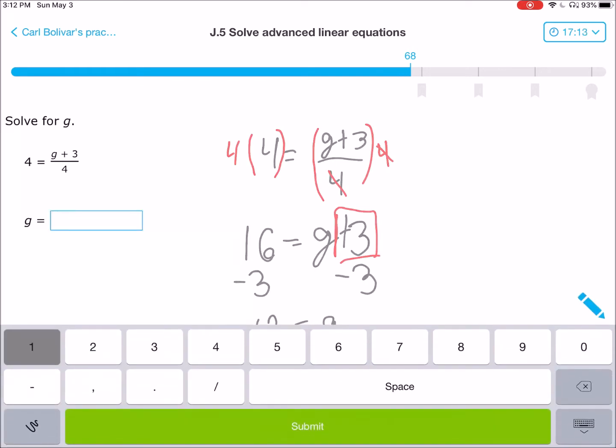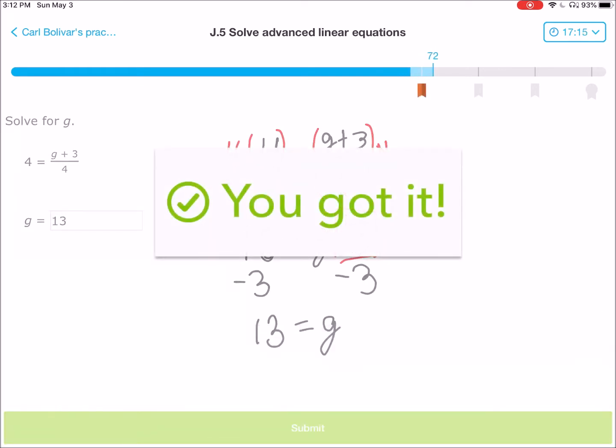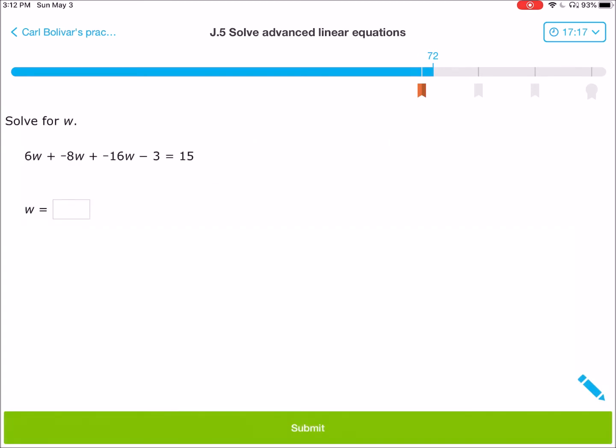So this would give me 13. Great, we're in the bronze. So next one, we have 6w plus minus 8w plus minus 16w minus 3 is equal to 15.